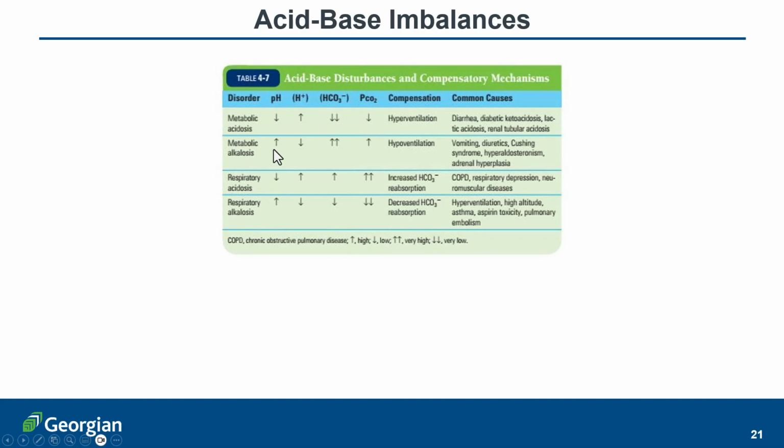For metabolic alkalosis, pH has gone up because the acidity has gone down, the H+ has gone down. The primary cause is an increase in the serum bicarbonate because there's less metabolic acid. Compensation is to increase the CO2 via hypoventilation.